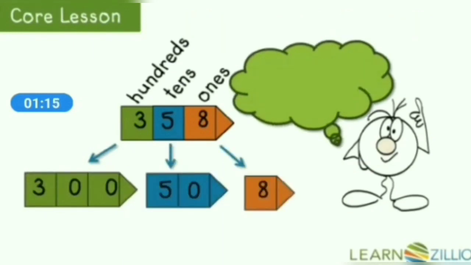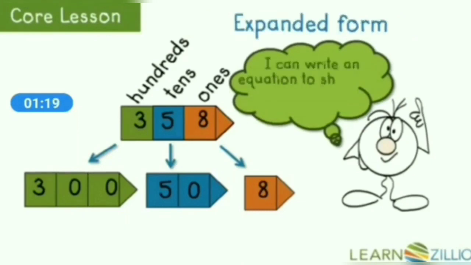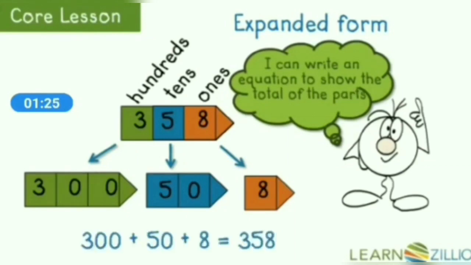3 is on the 100 place, that's why 300. 5 is on the tens place, that's why 50. 8 is on the ones place, that's why 8. By combining it, we will get the standard form of the number, like 358.